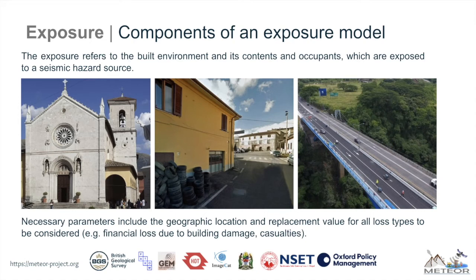Necessary parameters include the geographic location and the replacement values for all loss types of interest. For example, if one wants to calculate the number of casualties, then an estimate of the number of occupants is required. Alternatively, if economic losses due to damage are of interest, then an estimate of the capital stock is required.